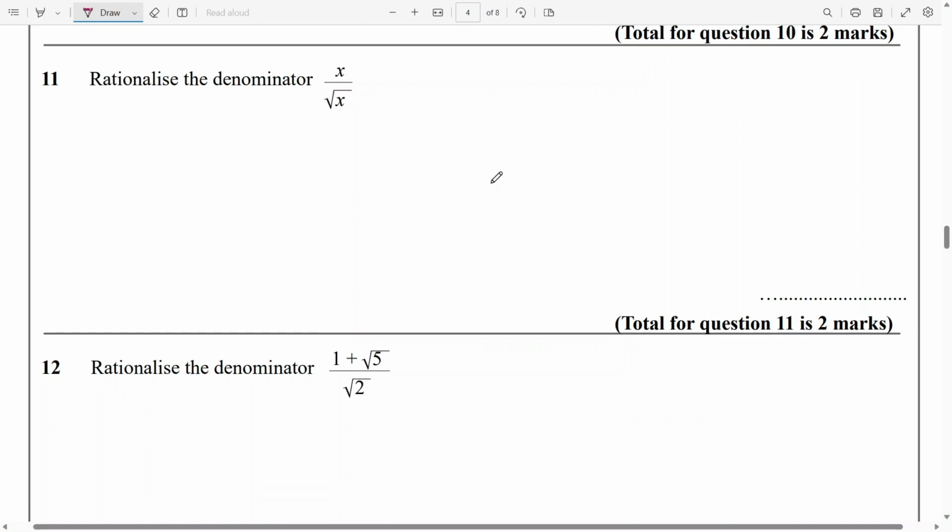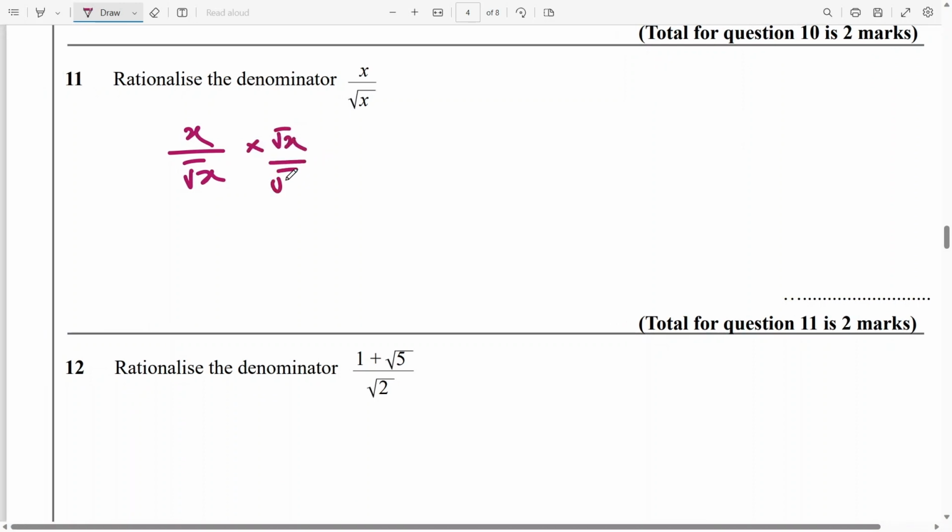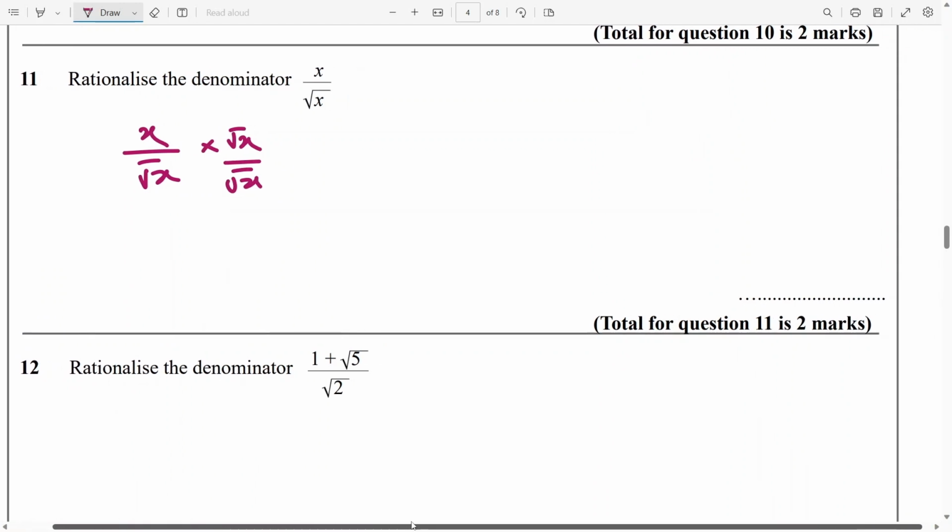Number 11, again, we do the same thing. So multiply the top by root x and the bottom by root x. So x times root x is x root x, and x times root x is x root x, and root x times root x is definitely going to be x, and this cancels out, leaving root x as the answer.